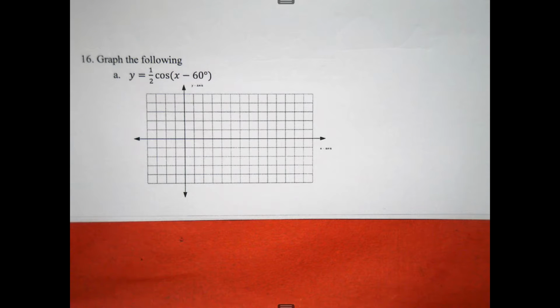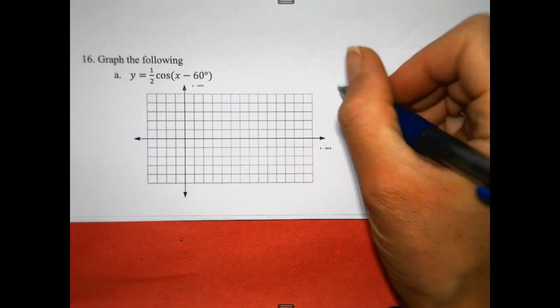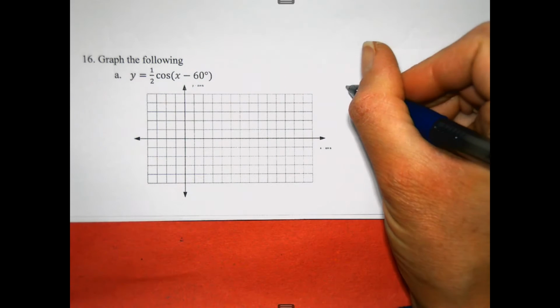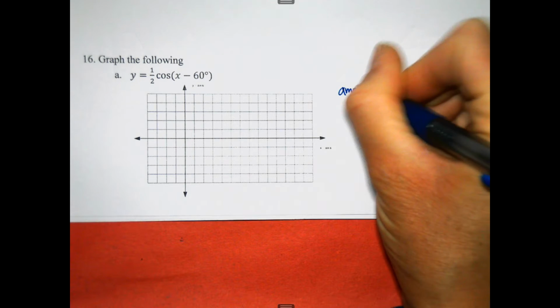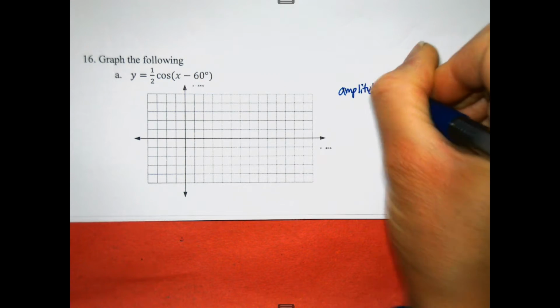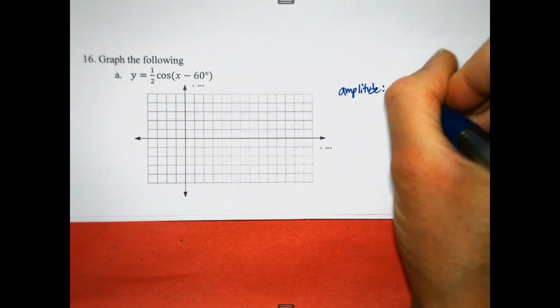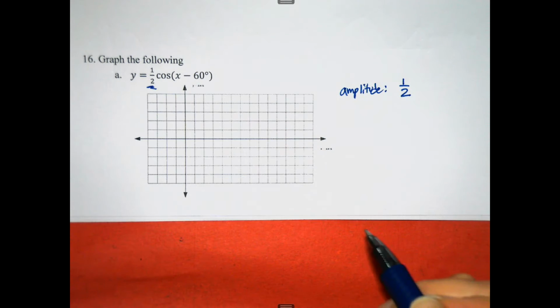Problem number 16 is asking us to graph some trig functions. The first thing I always do when I'm graphing trig functions is list out my shifts or my changes to my functions. So my amplitude here is going to be 1/2. That comes from my A.